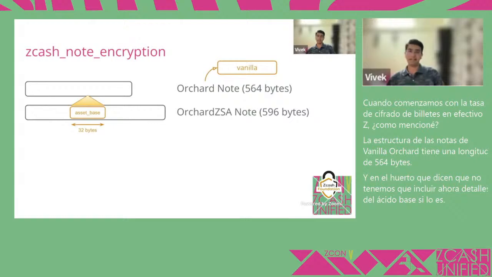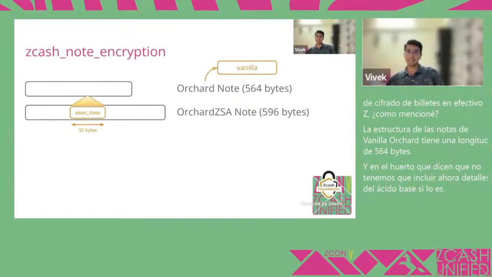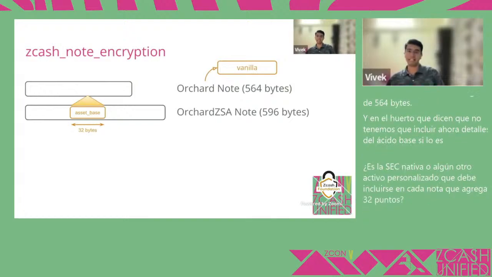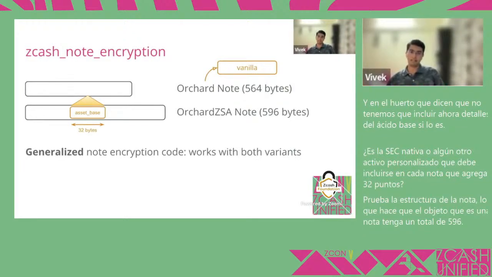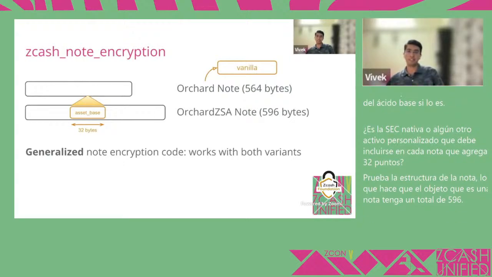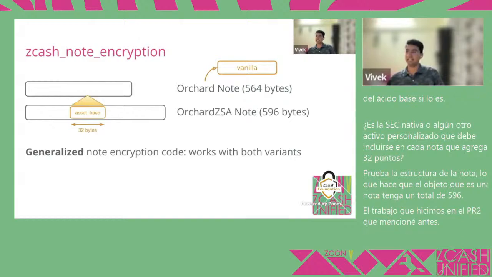That has to be included in every note. This adds 32 bytes to the note structure, which makes the Orchard ZSA note a total of 596 bytes. The work we did in the PR2 that I mentioned earlier generalizes the note encryption code to allow for the encryption of notes of both these lengths in elegant and efficient ways.